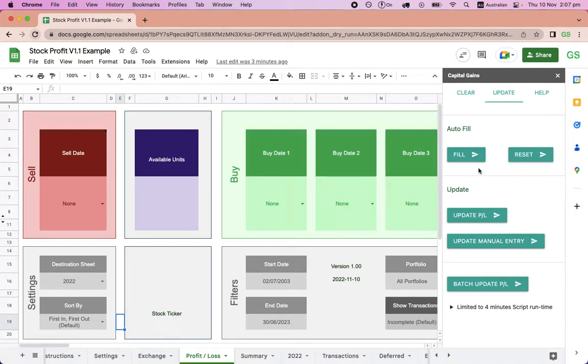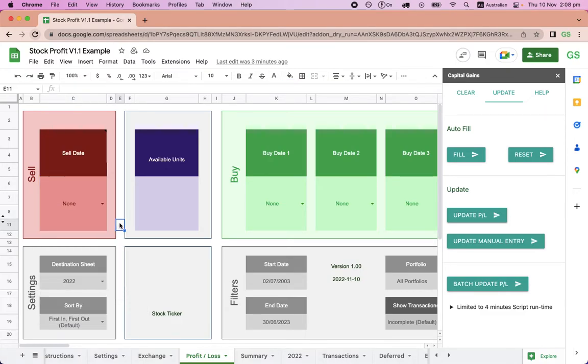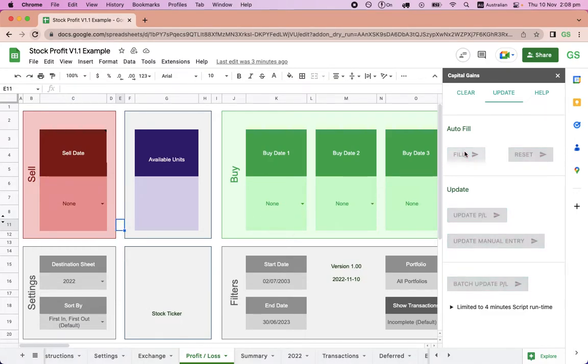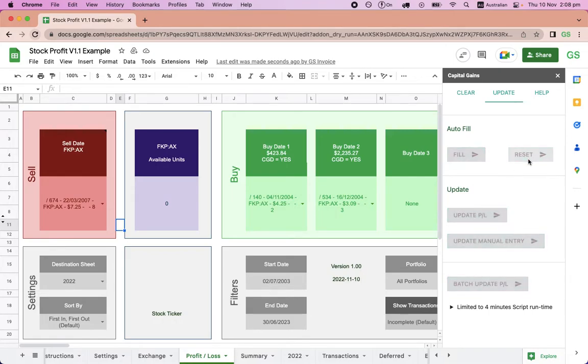And we have a few different options here, which I'll go through quickly. The autofill will automatically populate these fields. So for example, in the first in, first out method, we have the earliest date first and the last date last. If we go to fill, it will pick the earliest date, and the same with the buy dates. The earliest buy dates 2004, November, and then December 2004. To reset, we click on reset.